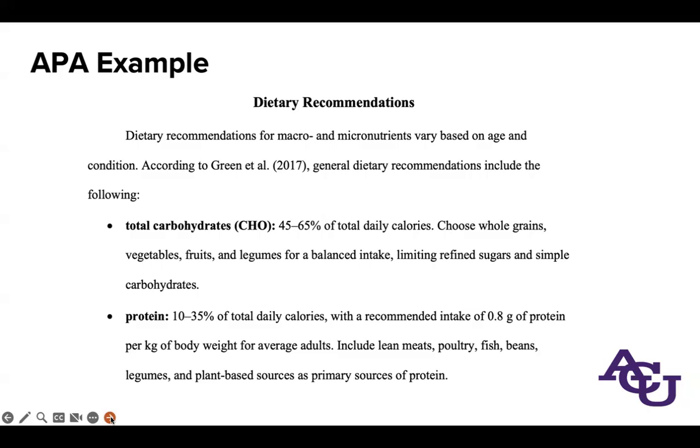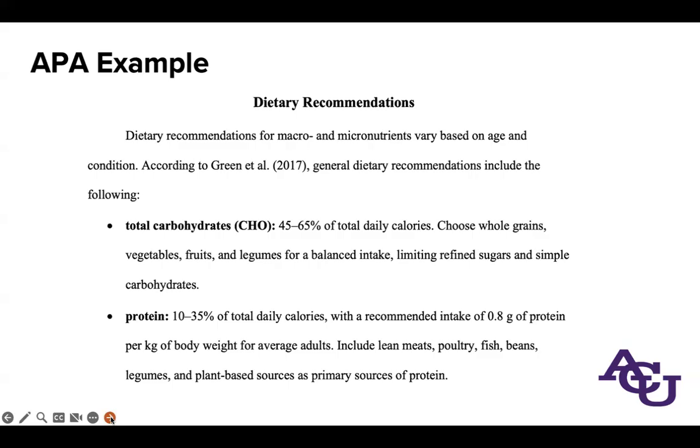So then before my list, I have the sentence, according to Green et al. 2017, general dietary recommendations include the following. Because that is a sentence by itself, I follow it with a colon before I have my list. You can see that I have also cited the textbook because maybe that's where I found all of this information. If I include this citation, if all of the information in the bullets I'm getting ready to summarize came from Green et al., then I could put Green 2017 in that sentence before the list, and then on my references page, I would have my reference for Green et al.